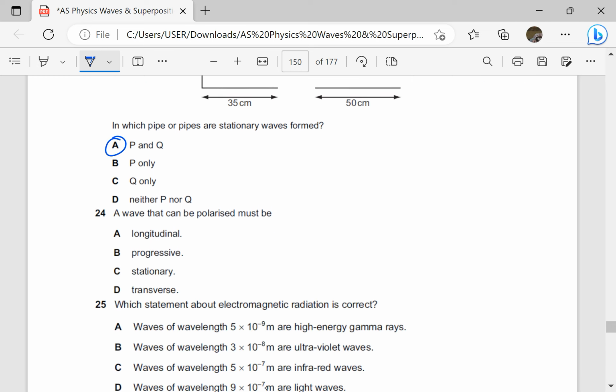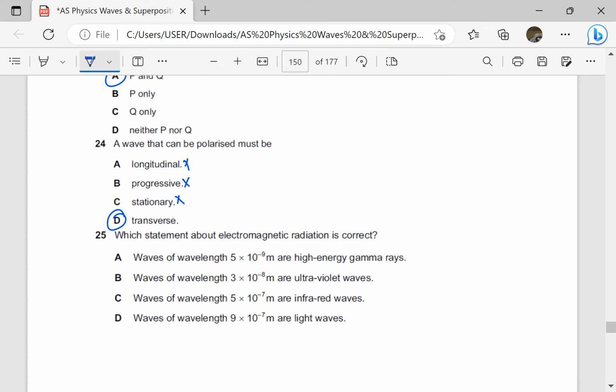A wave that can be polarized must be transverse. Of course, longitudinal waves cannot be polarized, whether progressive or stationary. As long as it's longitudinal, it cannot. So it must be transverse.